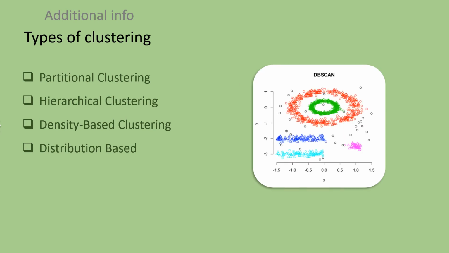Now, density-based clustering works by identifying dense clusters of points in any shape and identifying outliers. DBSCAN is a popular density-based clustering algorithm.